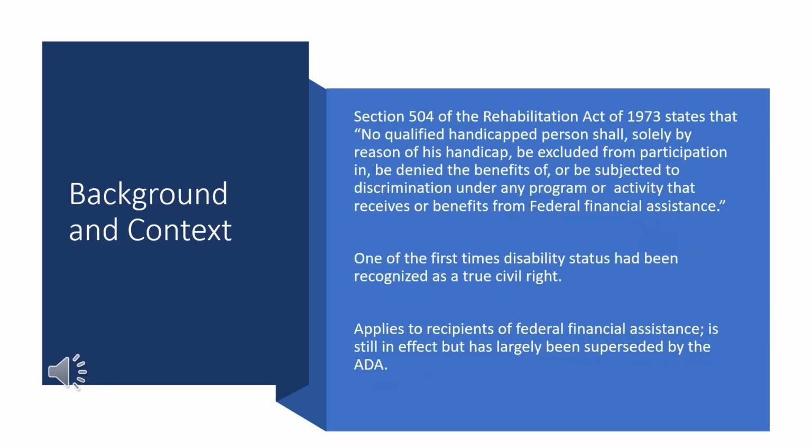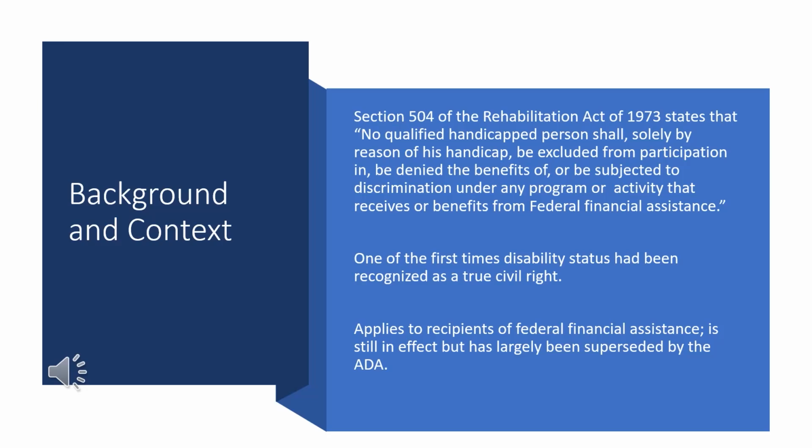Section 504 of the Rehabilitation Act of 1973 is one of the first times that disability status had been recognized as a true civil right. Section 504 of the Rehab Act states that no qualified handicapped person shall, solely by reason of his handicap, be excluded from participation in, be denied the benefits of, or be subjected to discrimination under any program or activity that receives or benefits from federal financial assistance.